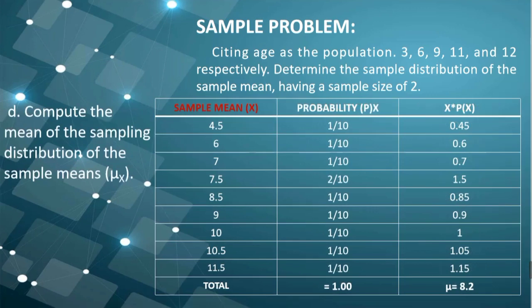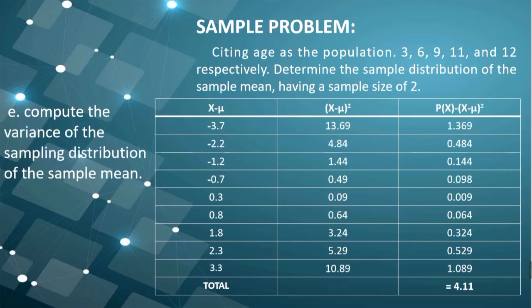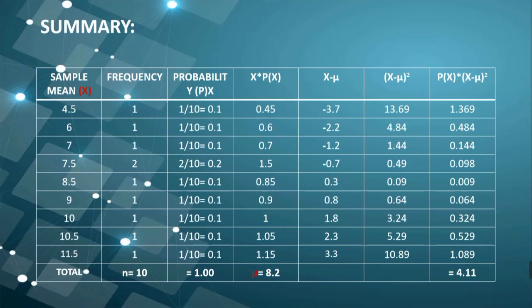Step 4 is to compute the mean of the sampling distribution of the sample mean by multiplying the sample mean and the probability, totaling 8.2. Then, compute the variance of the sampling distribution of the sample mean. First, subtract the mean from x. Example, 4.5 minus 8.2 totals negative 3.7, and 6 minus 8.2 totals negative 2.2, and so on.